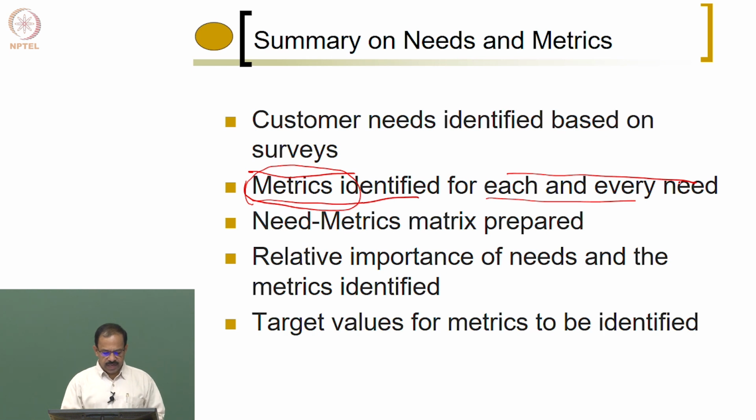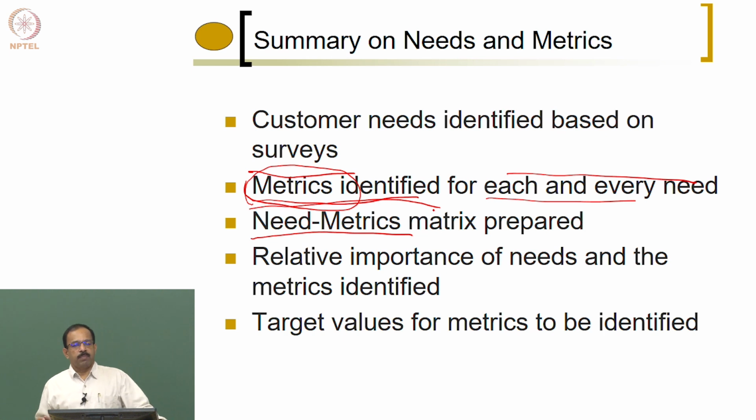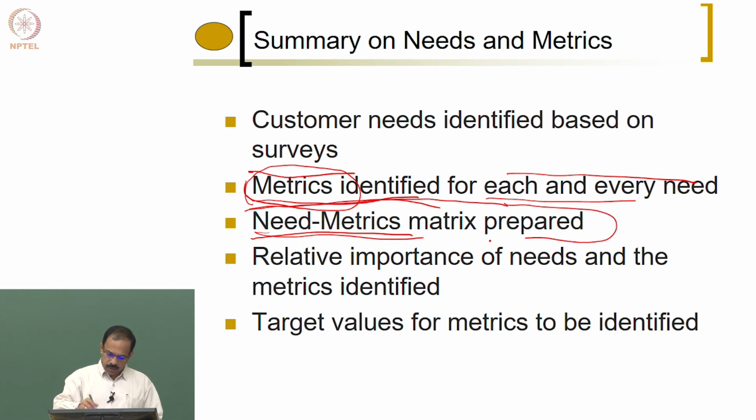And once you have this metric identified, you prepare a need matrix by providing the needs and metrics and the relationship between the need and metric. So effectively you need to identify how many metrics can be identified for each need and how these metrics are connected to the need. How strongly or how weakly they are connected can be represented using the need matrix. So this was what we saw in the previous class.